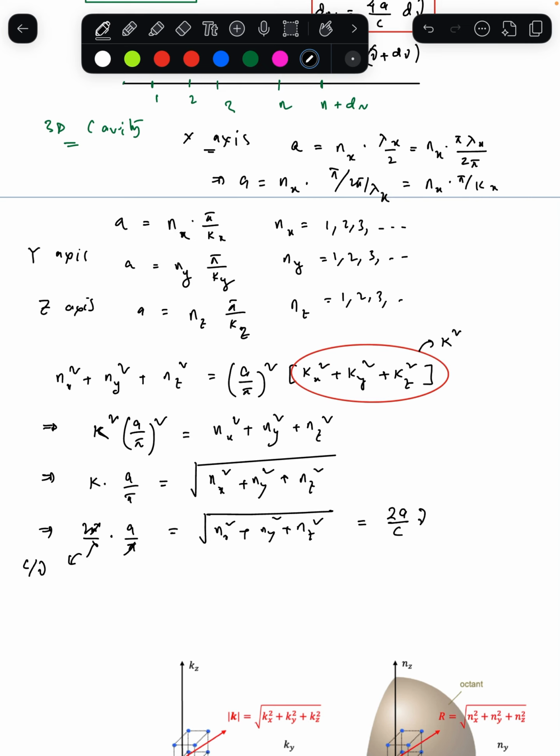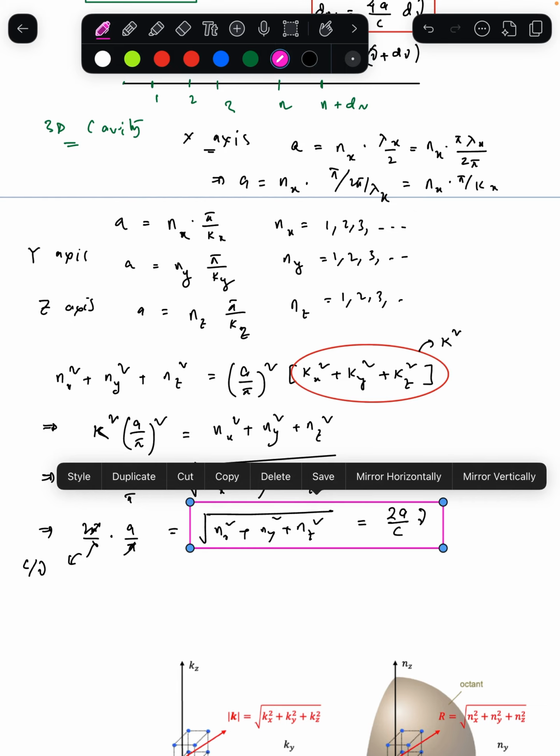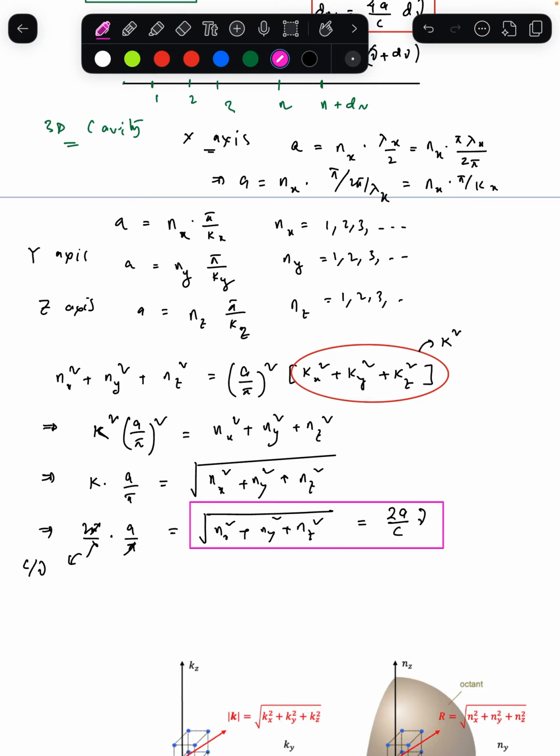So eventually we reach this equation, and that is very significant. If you look at this value, 2a by c into nu, it conforms to a circle, because this is representing the equation of a circle where this quantity is acting as the radius of the circle. In 3 dimensions, this will represent a sphere.